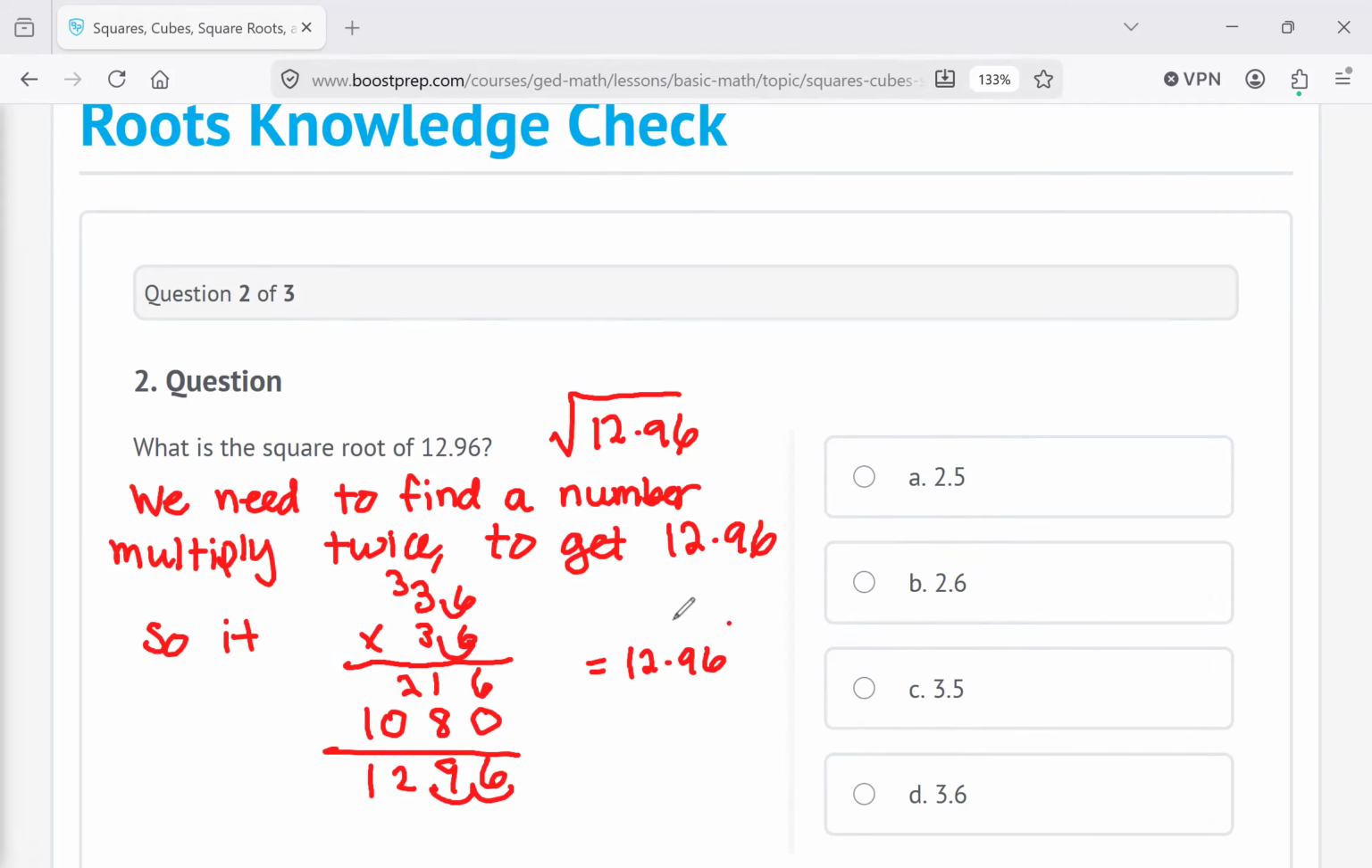So that's how you know it's 3.6. I've done this without a calculator. I believe you can use a calculator on the test. If you put that in the calculator, you get 3.6.